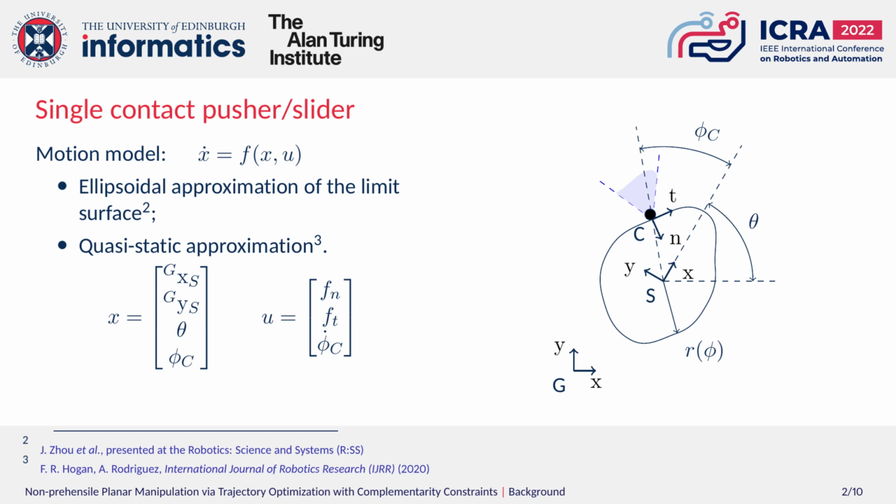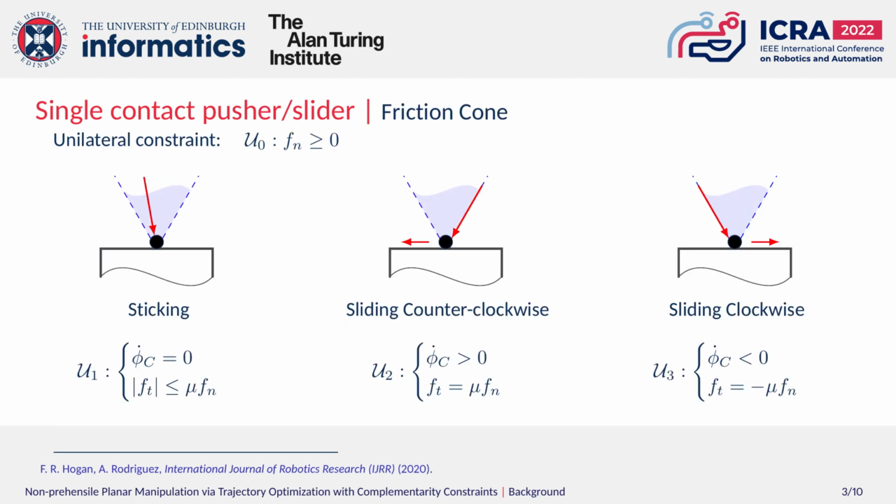We use the same model as in Zeus and Hogan's works. The resulting system state contains the position and orientation of the slider and the relative angle of the pusher. The control consists of the normal and tangential forces applied by the pusher to the slider, as well as the relative displacement. We also need to consider additional contact constraints.